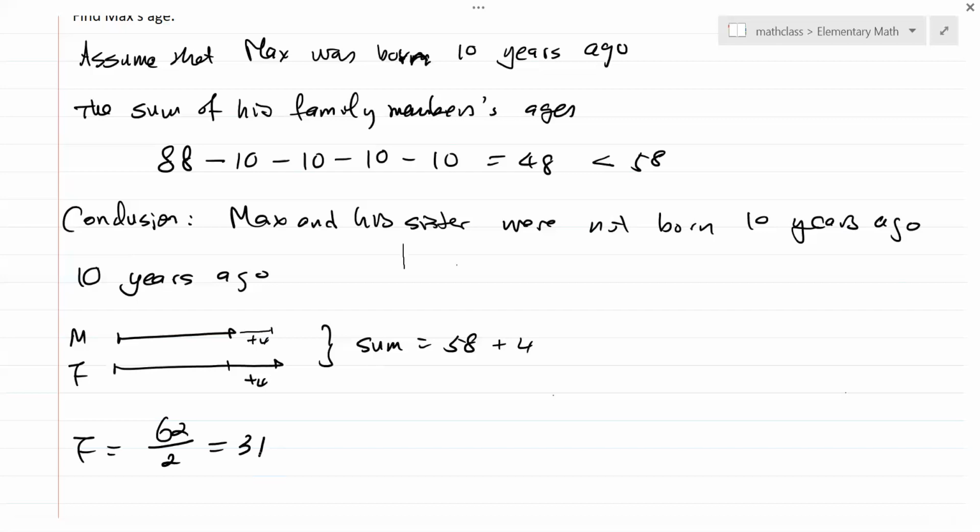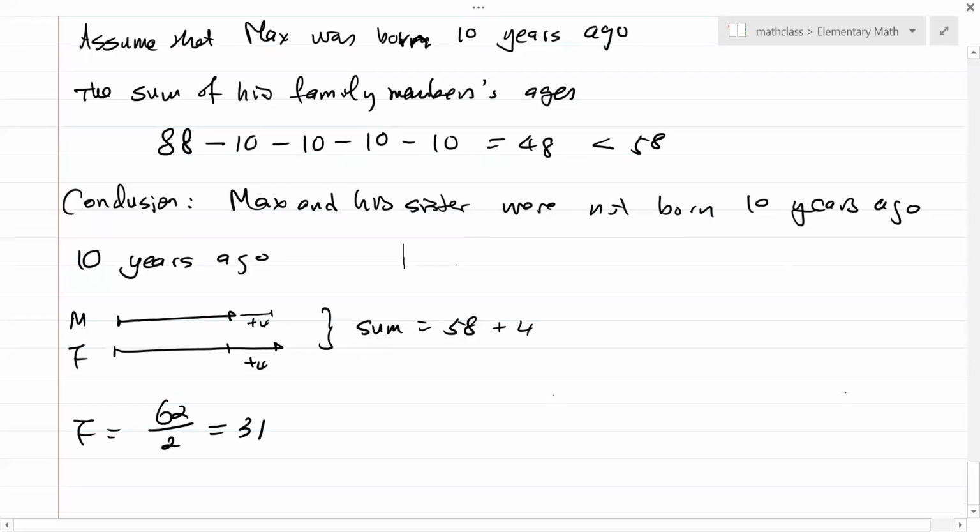Because the sum of two identical pieces, I added 4 already, and I started a different way to solve the problem. I added 4 already to the top line. Then the sum will be increased by 4, so we get to 62. Then if you divide by 2, you get father's age.